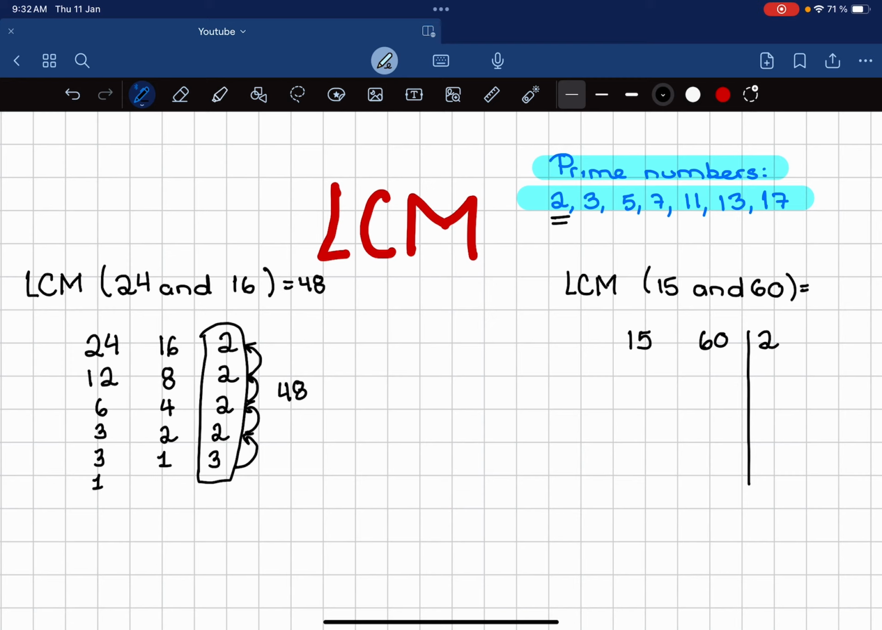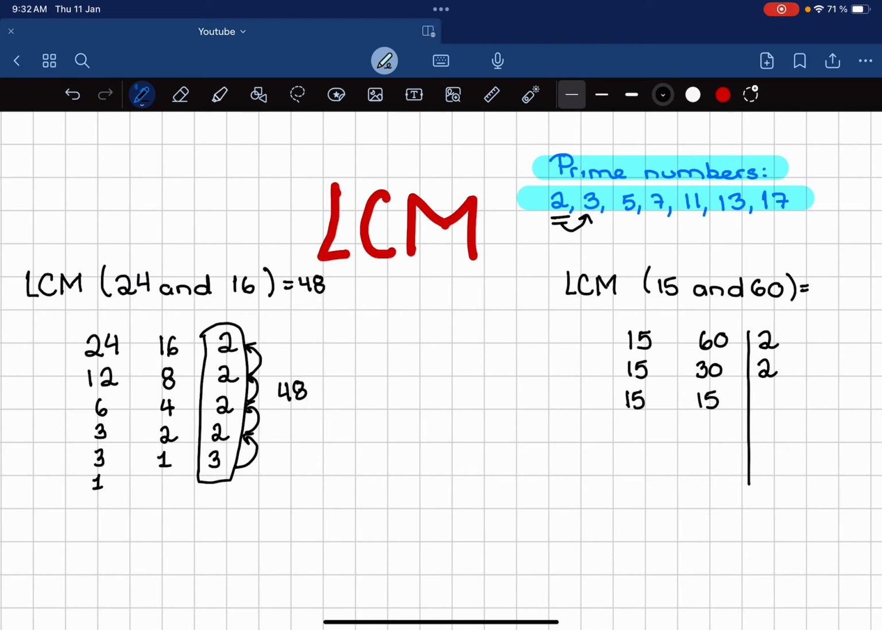As you know, 15 is not divisible by 2, so we just copy it down. And then 60 divided by 2 is 30. Now we see if we can continue using number 2. Is any of these numbers divisible by that number? Yes, so we just copy it here. And once again, 15 is not divisible by 2, so we just copy it down, and 30 divided by 2 is 15. Now we have 15 and 15. Is any of those numbers divisible by 2? No, right? So we go back to our prime numbers and we jump to the next one.